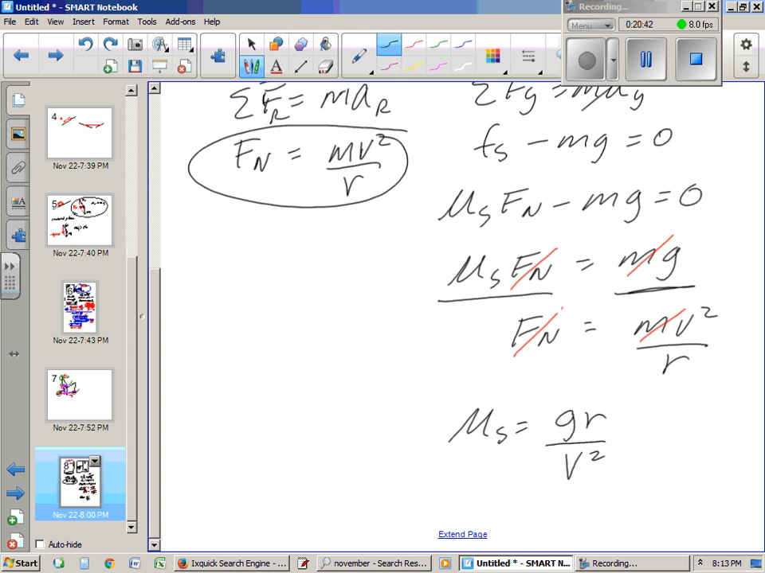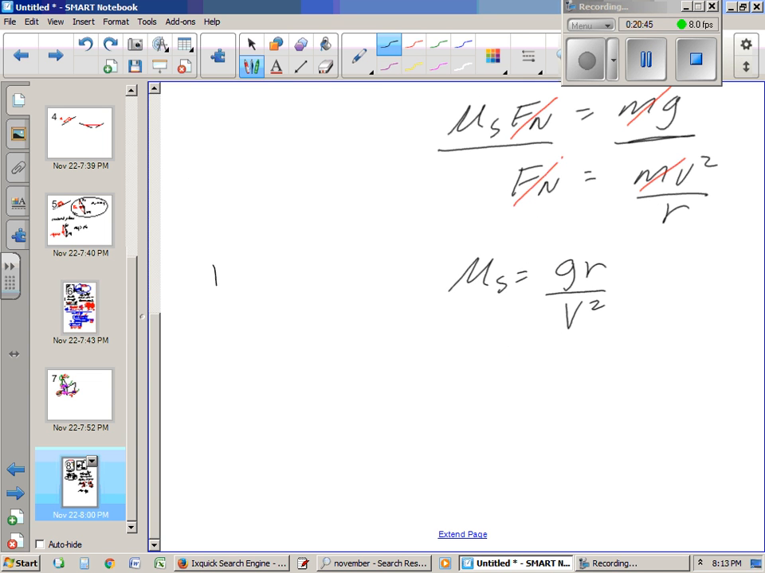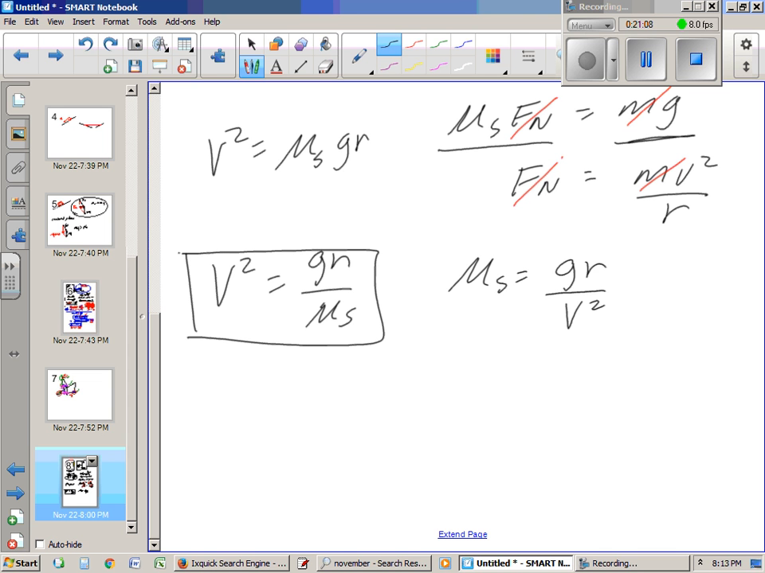Now usually we solve for v squared, so let's just do a little flip here: v squared equals g r over mu static. Now you might remember the flat track said something like v squared equals mu static g r. The rotor says g r over mu static, so this would be the rotor equation. Why is it different? Well, one was flat on the ground, this one is flat on the wall. Obviously, something's got to be different.